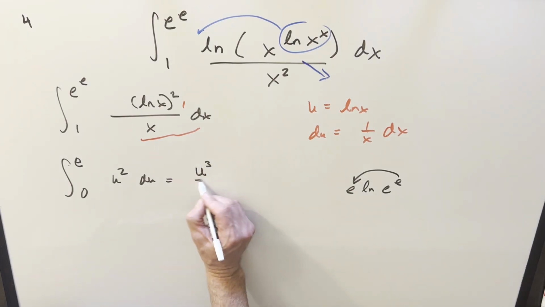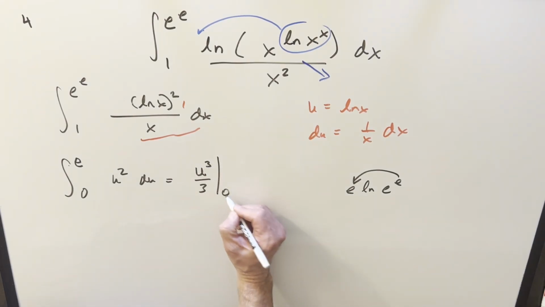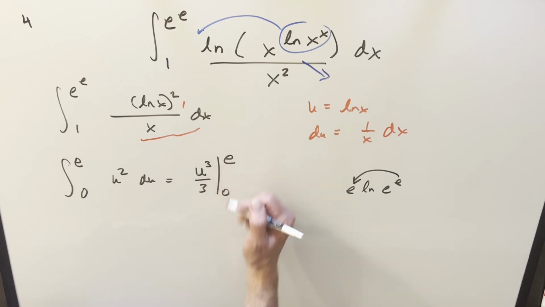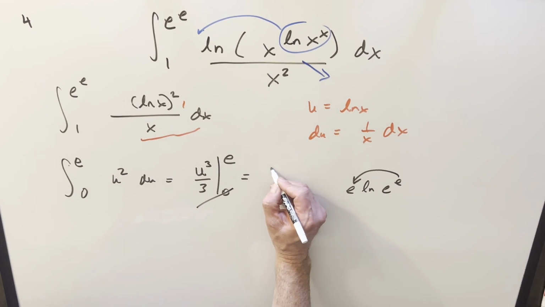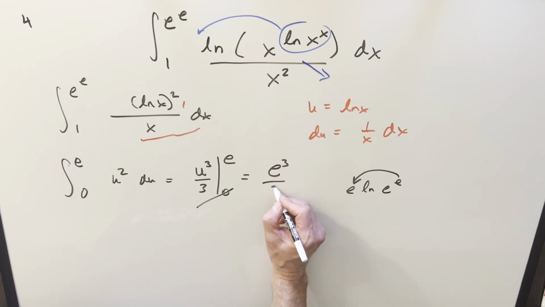Now we're just left with power rules, so we'll go ahead and integrate. The integral of this is u cubed over 3, evaluated from 0 to e. Well, the 0 is nothing. We plug in e, and for the final solution on this, we just get e cubed over 3, and that's it.